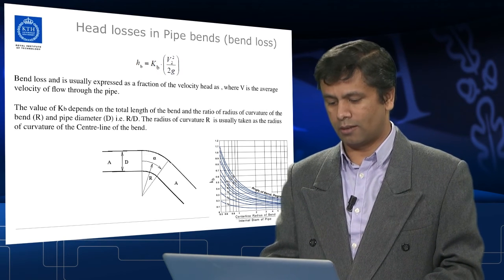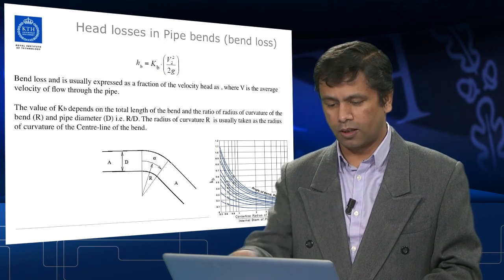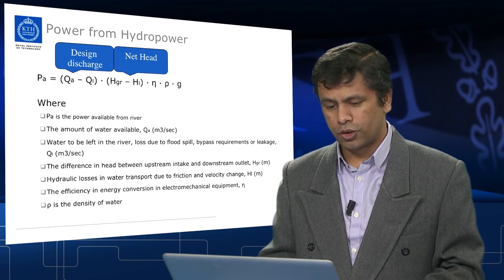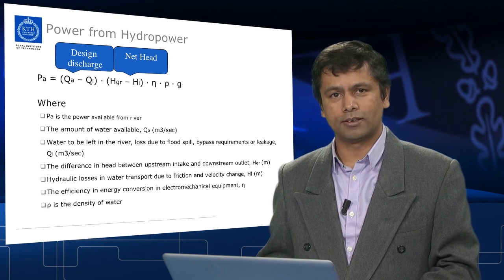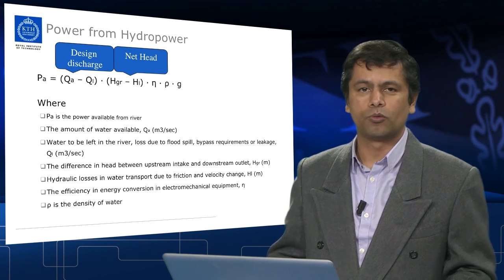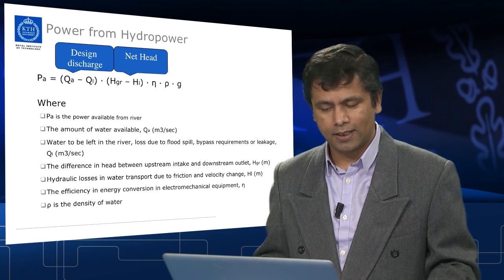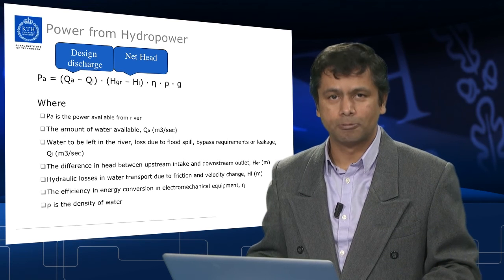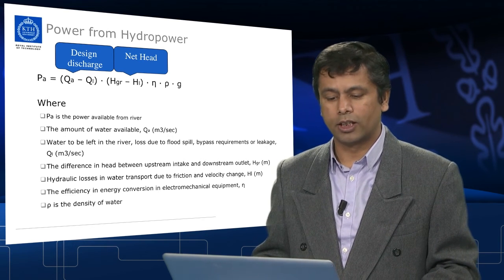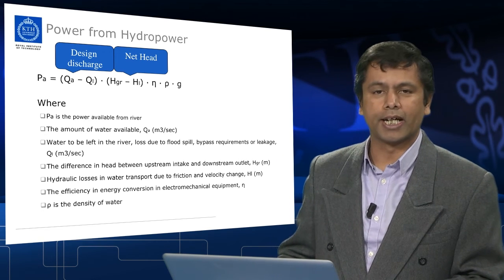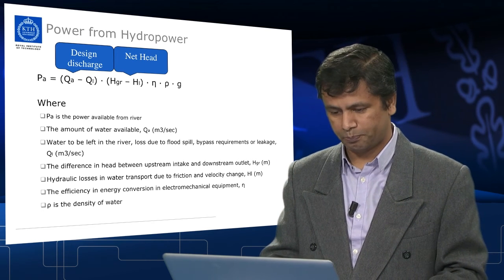And again, you can get the value of Kb from this curve here and use it in this formula to get how much is the head loss due to the bend. So once you know how much flow is available, how much is the net head available in the project, then you can easily calculate the available power using again the formula that I have shown earlier.